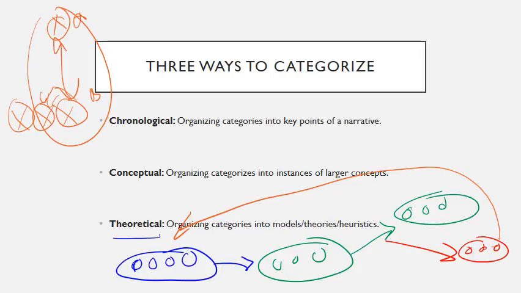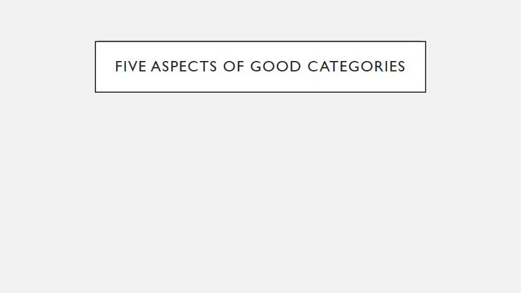So that's the level you really want to be at when you're doing qualitative research. What's the relationship between these categories, okay? Not just what are they, but also what's the relationship between them? How do they behave, okay?